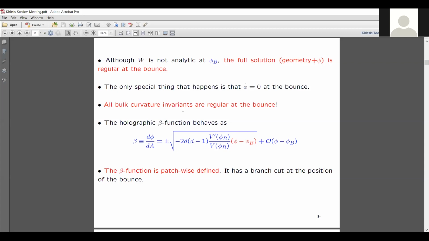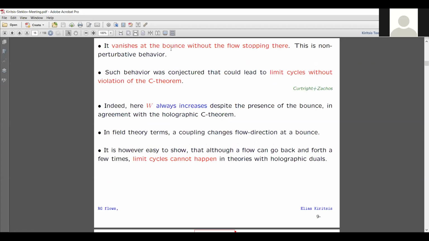You can check that all bulk curvature invariants are regular at the bounds, but if you compute the beta function, you find that it has a branch cut singularity at the bounds. It goes as the square root of phi minus phi b. Therefore, the beta function in this case is patchwise defined, and it has a branch cut at the bounds. What this says is that the beta function vanishes at the bounds, but the flow is not stopping there, and that's where you see the essence of the second order nature of the gravity equations. This is certainly non-perturbative behavior.